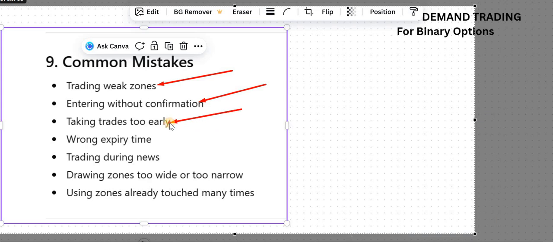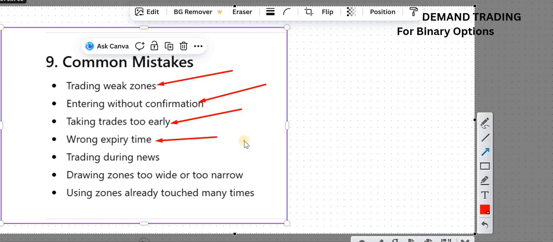One of those moves is rejection. The other one is the fake breakout, which is the liquidity hunt. And the third one is how support turns into resistance, if there is a reversal, when the trend is coming back to the demand or supply zone. Now, using the wrong expiration time is a common mistake as well.